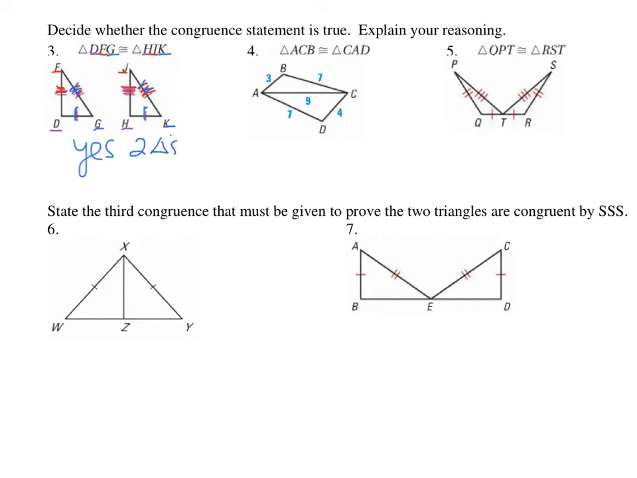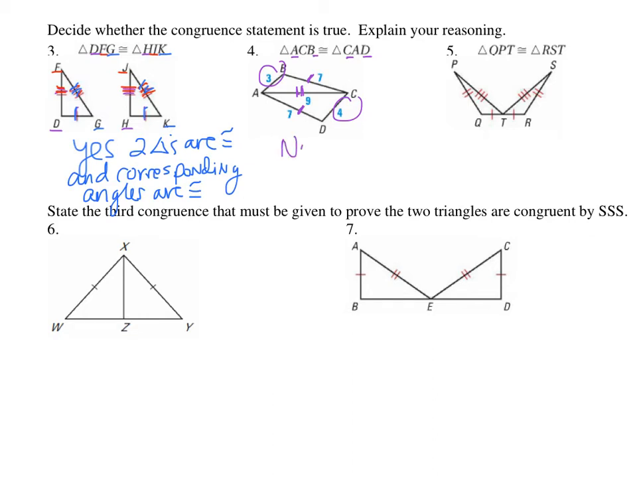The 2 triangles are congruent, and our corresponding angles are congruent as well that we pointed out. So for number 4, we need to look at the numbers themselves. We have 7 is congruent to 7, 9 is congruent to 9, that's our reflexive property, but look at this last side. So CD inside AB. So in our congruent statement, it shows that they're congruent, but they're not actually congruent. So these are not congruent triangles.